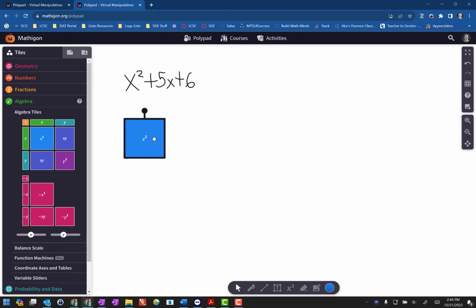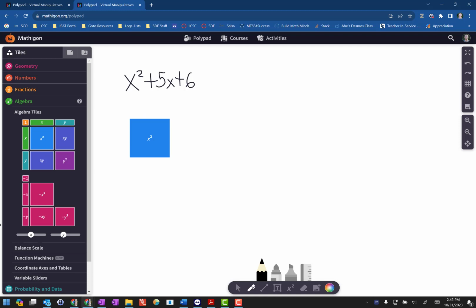So let's just draw this. There's an x squared. How do we know this is an x squared? Because this length on the side is x. This is x, and this is x, and x times x is the area of this rectangle, or in this case square. So this is a square of area x squared.